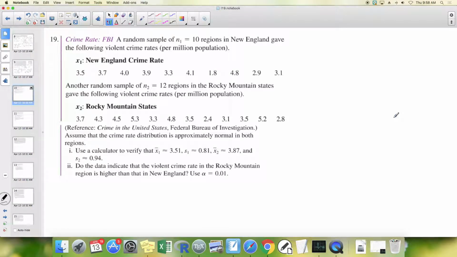Next problem. You can see it's a two population problem. It's a mean problem. And sigma 1, sigma 2 are not given to us. You can check, only S1, S2 are given to us. Sigma 1, sigma 2 unknown. So let's write down the data.